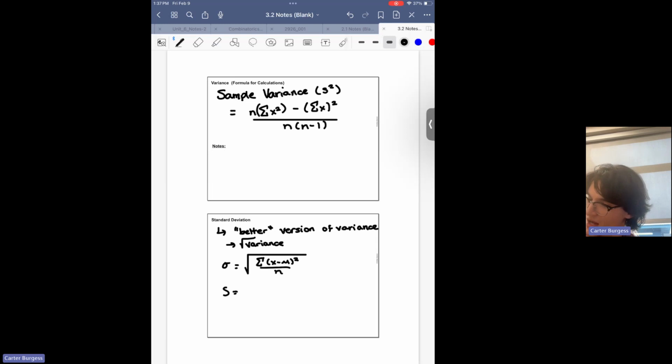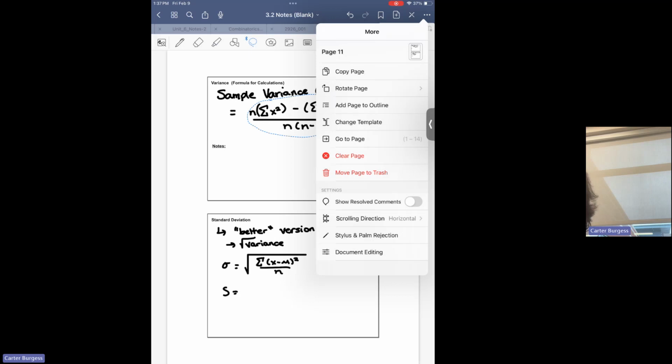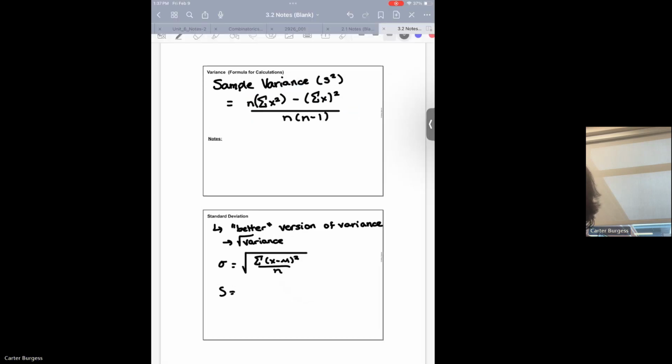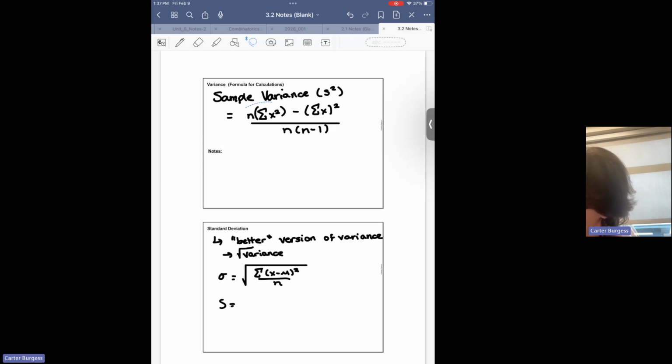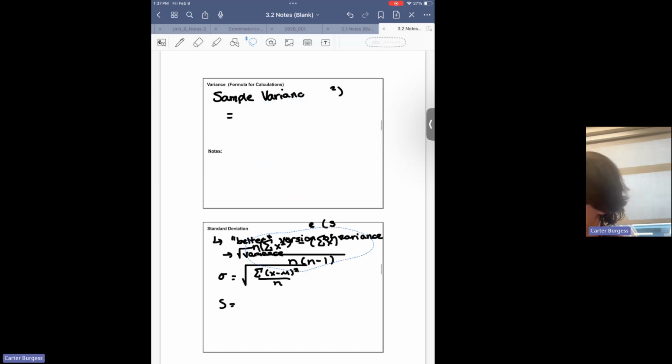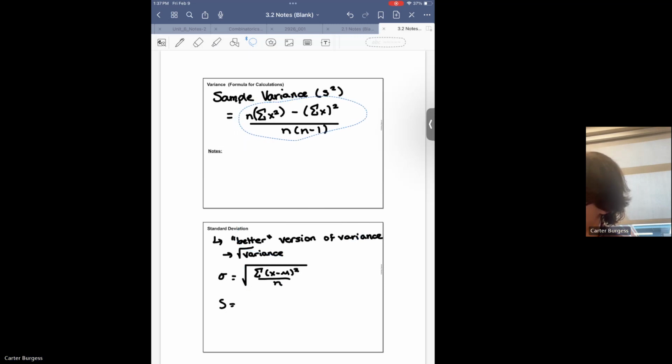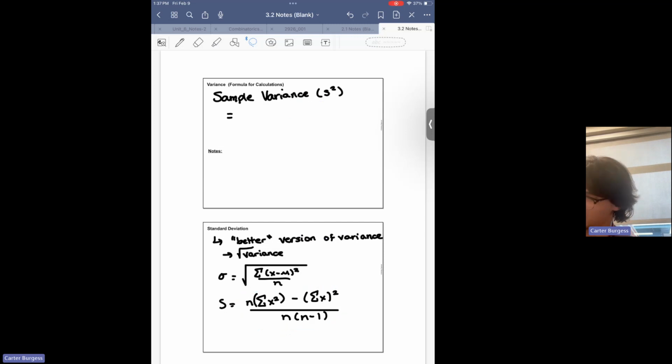And then s, likewise, is just going to be the same thing for our sample, and we are taking the square root of that. Cool.